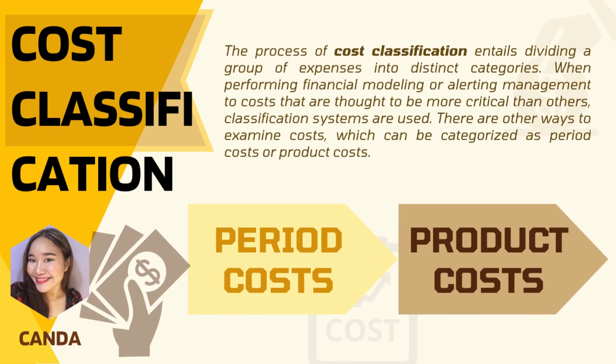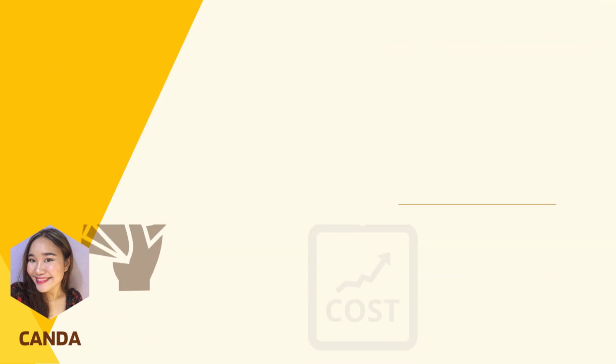Cost classification. The process of cost classification entails dividing a group of expenses into distinct categories. When performing financial modeling or alerting management to costs that are thought to be more critical than others, classification systems are used. There are other ways to examine costs, which can be categorized as period costs or product costs. Generally, costs are recognized as expenses on the income statement in the period that benefits from the cost.